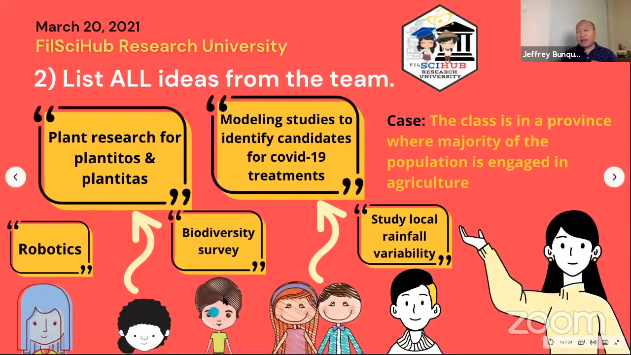The third one is I would like to perform a biodiversity research. So medyo broad pa rin yung pagkakasabi niya. Hindi niya alam kung saan niya ba gagawin, gaano kalawak yung survey na gagawin niya. The fourth one is modeling studies to identify candidates for COVID-19 treatment. So ito naman, it's fairly specific, no? So, okay, modeling studies, they already know how they would like to approach it. And then, the specific target area is COVID-19 treatment identification. So gusto nila mag-screen ng drug candidates.